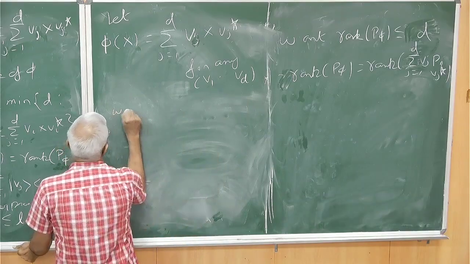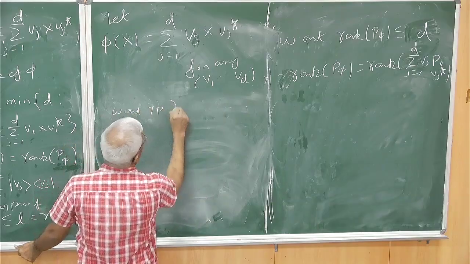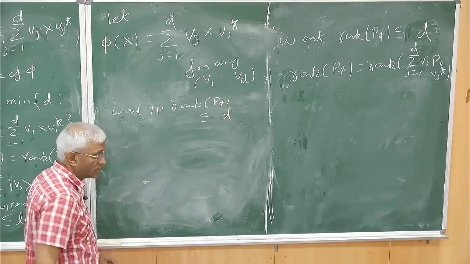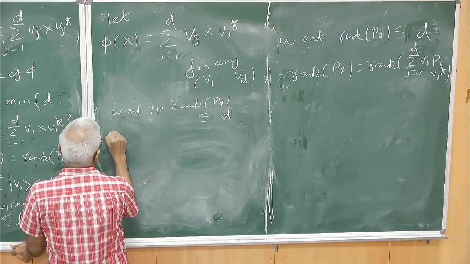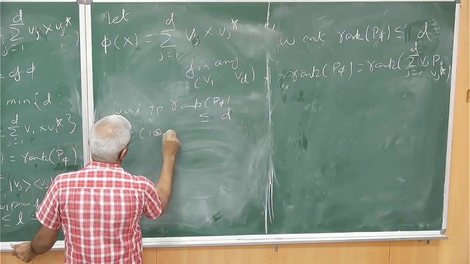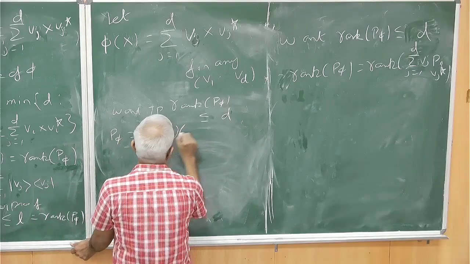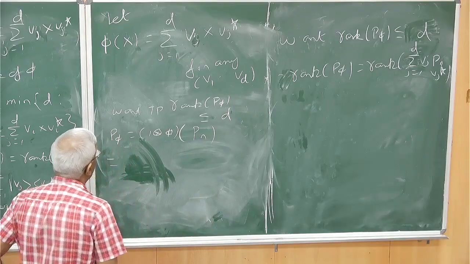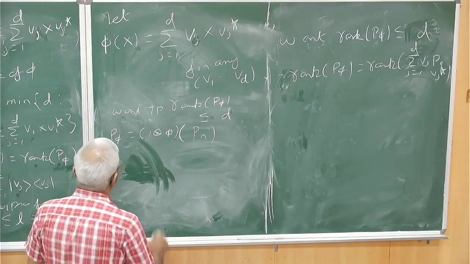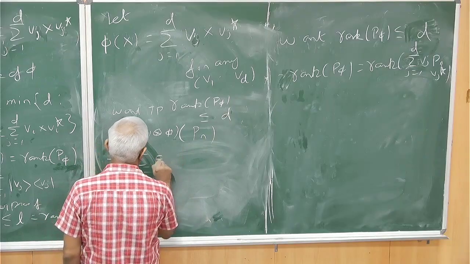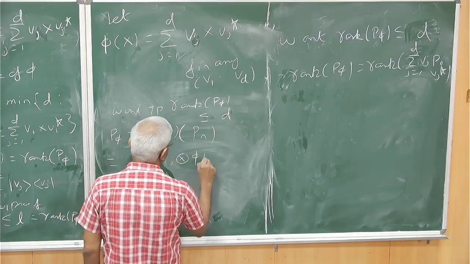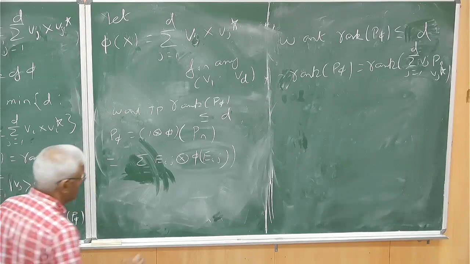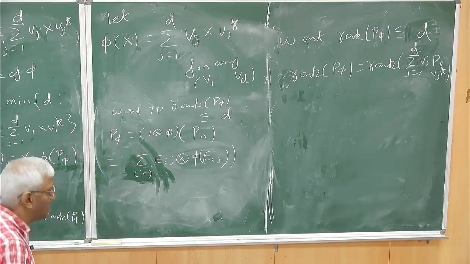Okay, now let me write it. We want to prove rank of P phi is less than or equal to D. That's what we want to prove. Now, P phi is just one tensor phi of Pn. So that is just the summation of Eij tensor phi of Eij. Correct? Now, this is okay.